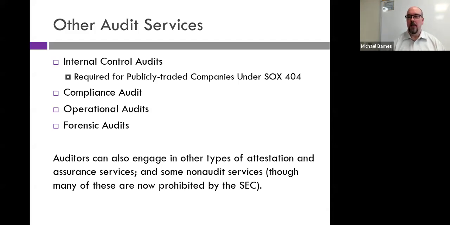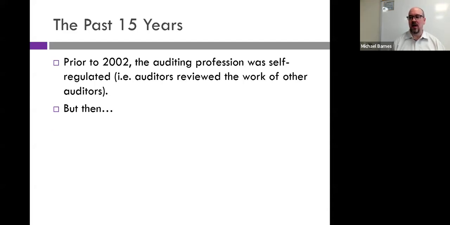Okay. Why? Because in the past 15 years, this is actually closer to like 20 years now. I need to update my slides. Can't you tell when I wrote these slides originally? Yeah. So in 2002, the auditing profession was self-regulated, which basically means that the auditors basically checked their own work.